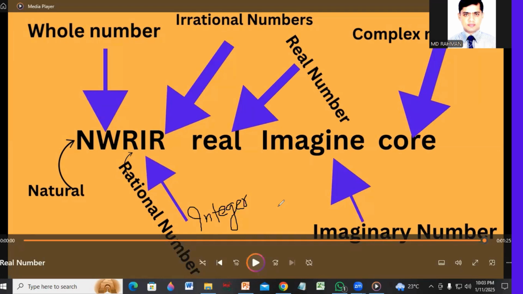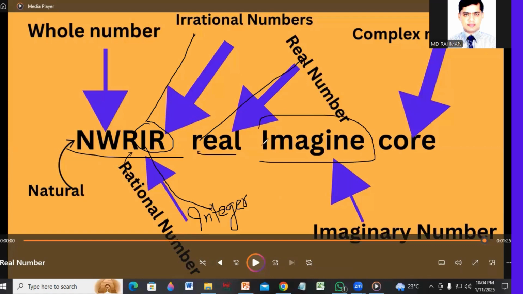Nori, NWRIR, N means natural, W means whole number, R means হচ্ছে real বা rational, I means হচ্ছে irrational, I means integer, IR দিয়ে irrational, এই যে irrational, this one. IR এই টোটালটা একসাথে করে এটা হচ্ছে irrational. আবার এই আইটা সিঙ্গেল ভাবে ইন্টিজার. সো দিস ওয়ান কমপ্লিট. রিয়েল মিনস রিয়েল নাম্বার, দিস ওয়ান. অ্যান্ড ইমাজিন মিনস ইমাজিনারি নাম্বার. আর কোরে, CORE, সি মিনস কমপ্লেক্স নাম্বার.